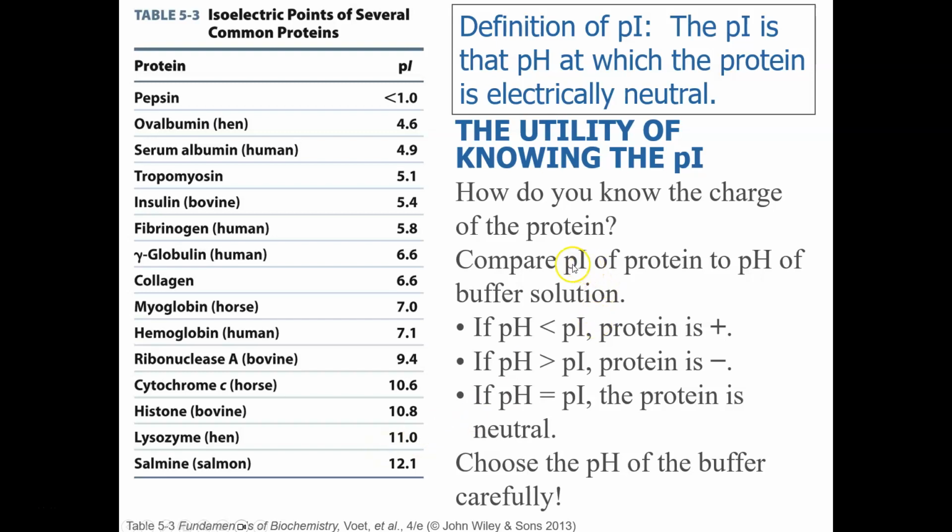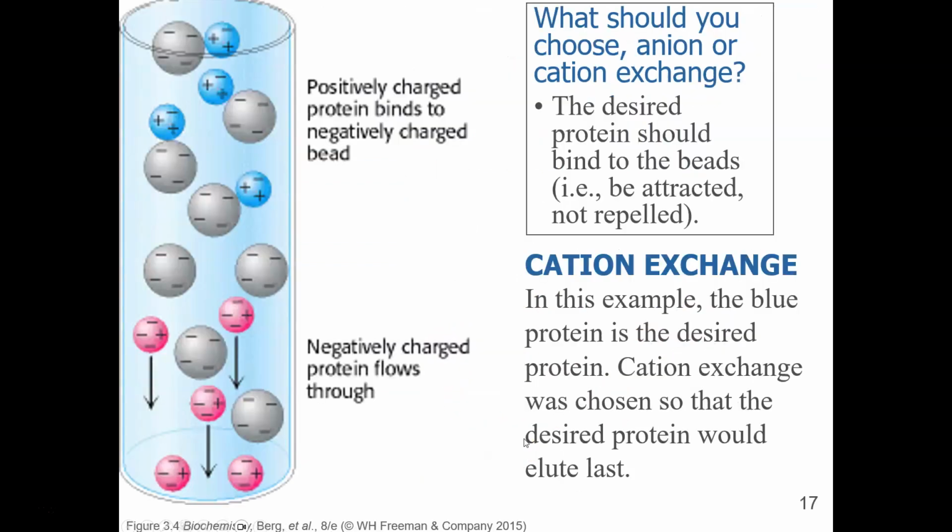So what you as the experimenter can do is, if you have some idea of the pI of your proteins, you can adjust the pH of your buffer solution. So if the pH is less than the pI, the protein will be positively charged. If the pH is greater than the pI, the protein is negatively charged. And if the pH is equal to the pI, the protein will be neutral. So you can control what the charges of these proteins are by controlling the pH of the buffer.